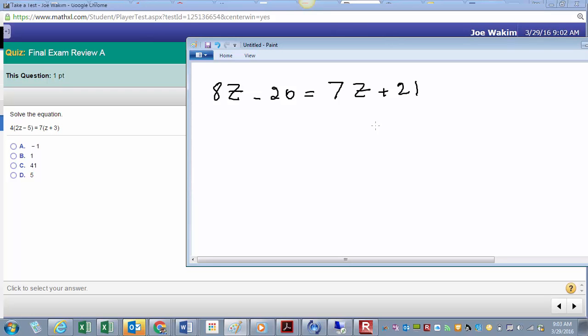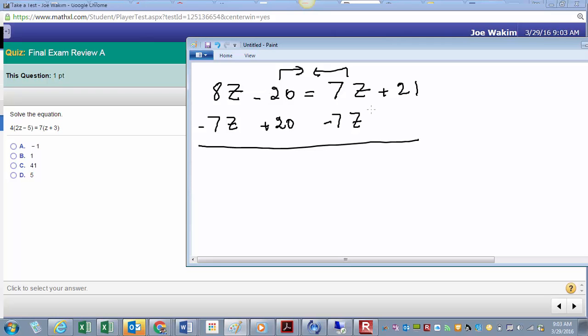So notice now we need to move the z to the left. We need to move -20 to the right. So if I move the 7z to the left, I need to subtract 7z from both sides. If I move negative 20 to the right, I need to add 20 to both sides. Now what's 8z minus 7z? That's a z. Negative 20 plus 20 will cancel. 7z minus 7z will cancel. 21 plus 20 is 41. Final answer. So C is the answer.